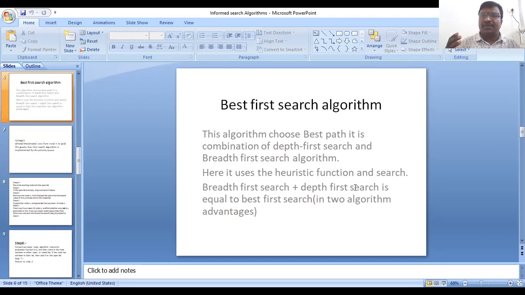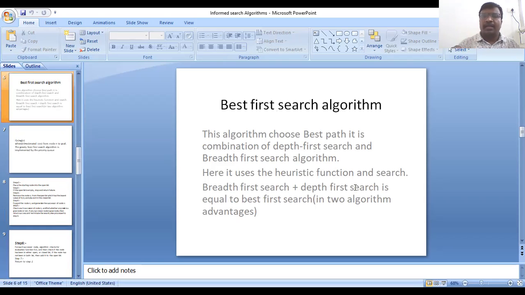The best first search algorithm chooses the best path. It is the combination of depth first search and breadth first search algorithms.